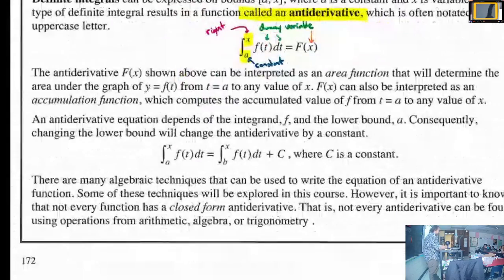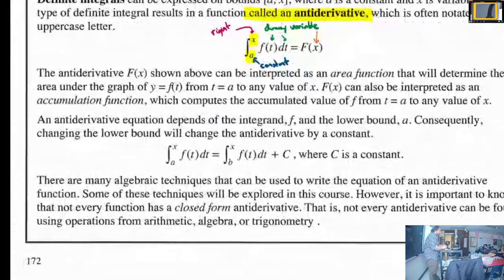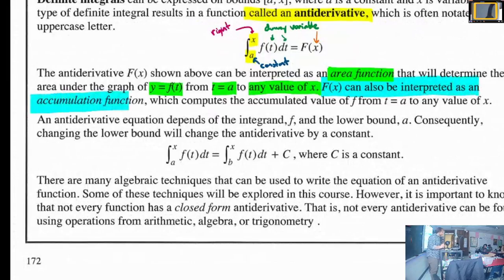The antiderivative F of x, shown above, can be interpreted as an area function, which is one of those CPM teaching things that we're going to be using as kind of training wheels before we actually formally define it. For now, you can think about the antiderivative as the area function, which is what we've been doing. It will determine the area under the graph of y equals f of t from a to any value of x. Later on, we're going to think about the capital F of x as what's called an accumulation function, which is useful for not just areas, but all sorts of functions that involve rates of change.